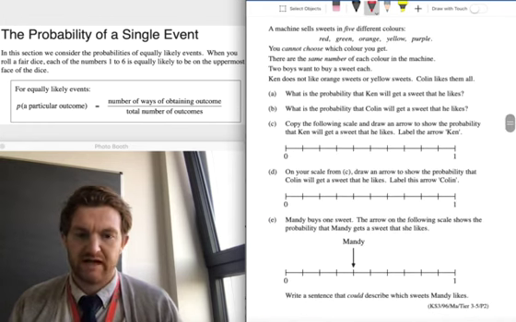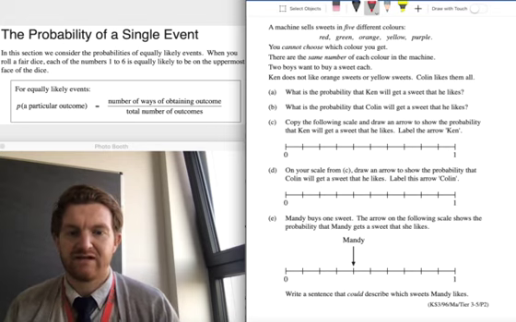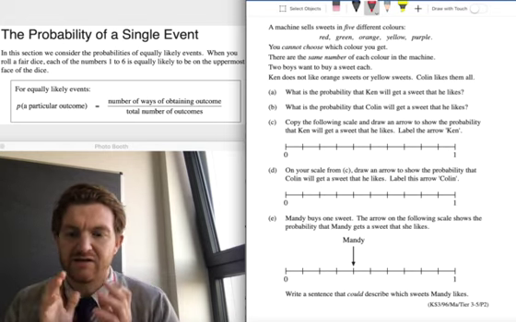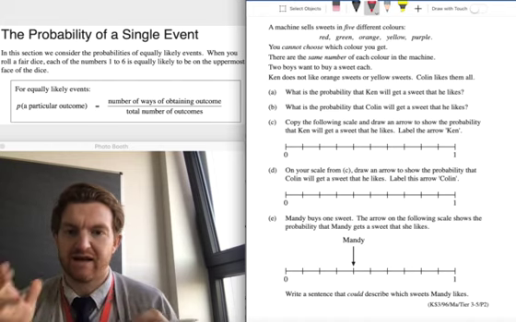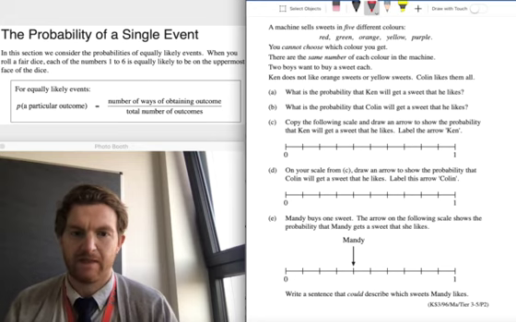Okay. Let's look at a machine selling sweets. Everyone loves sweets. So they sell in 5 different colors. The machine gives you a random choice. You don't get to choose it. And there's the same number of each one. So if there's 2 reds, there's also 2 greens, 2 oranges, 2 yellows, 2 purples, etc.